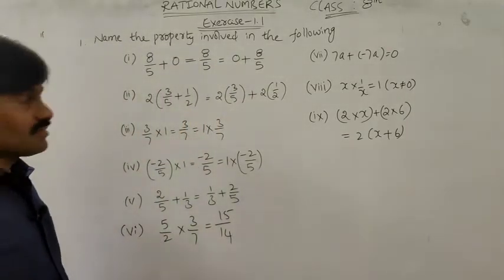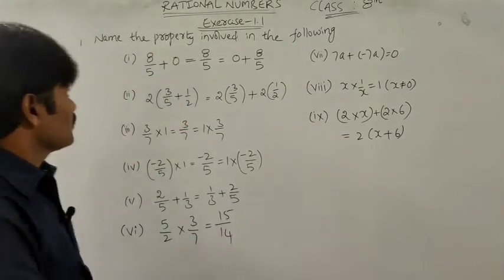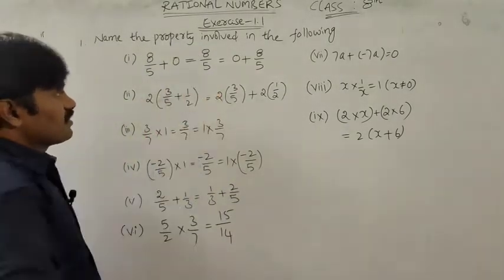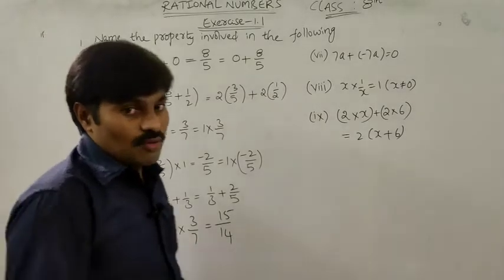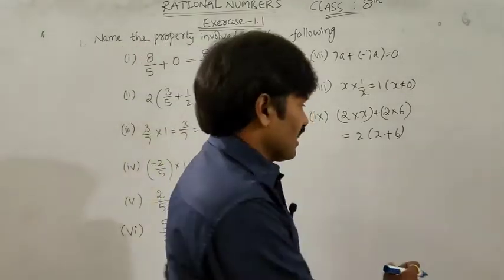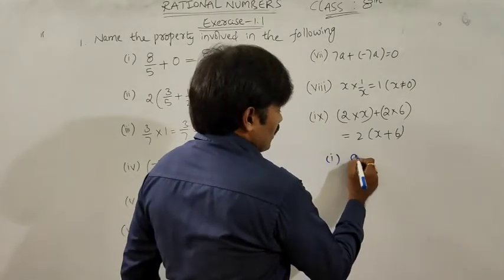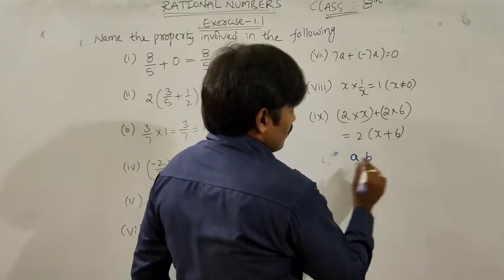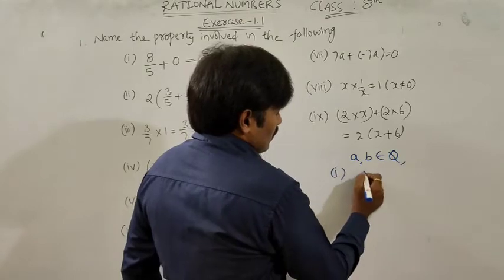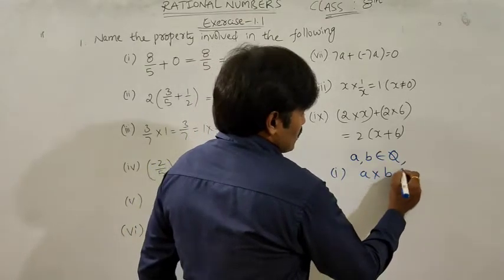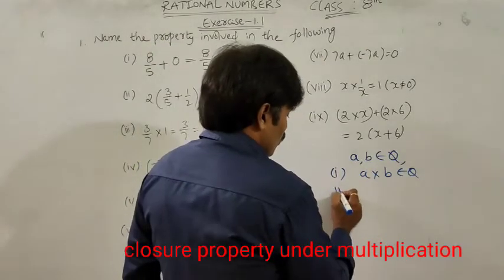So my dear children, in the exercise part, the first one is: name the property involved in the following examples. So what are the properties we have? I will list them here again. The first property is the closure property. If a, b are rational numbers, then a into b is also a rational number. So this is called the closure property.